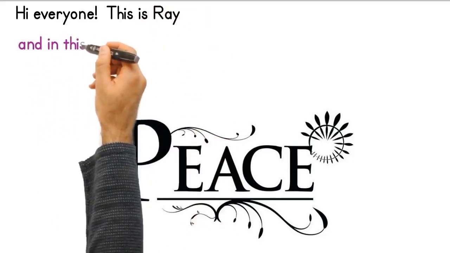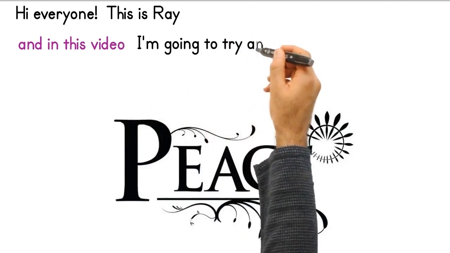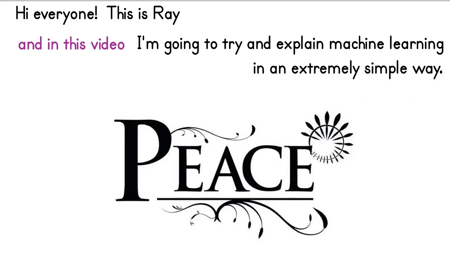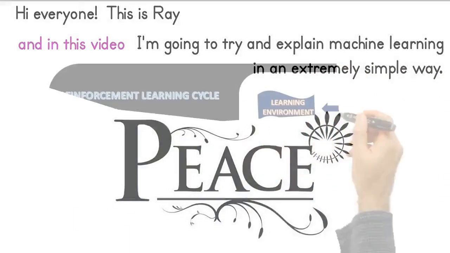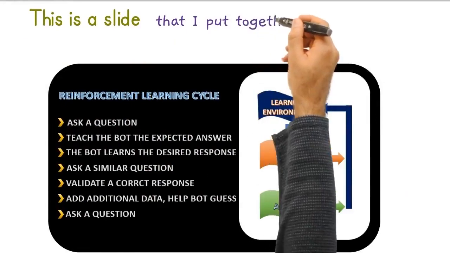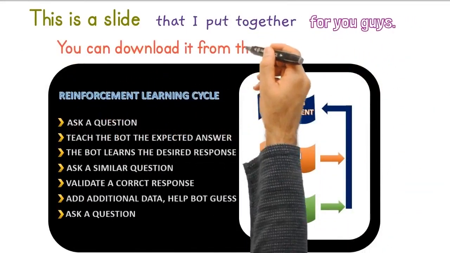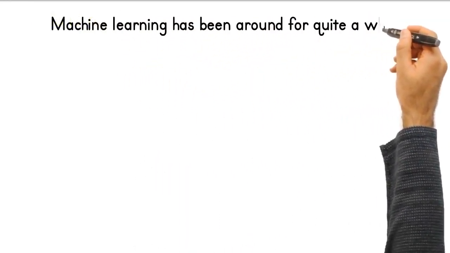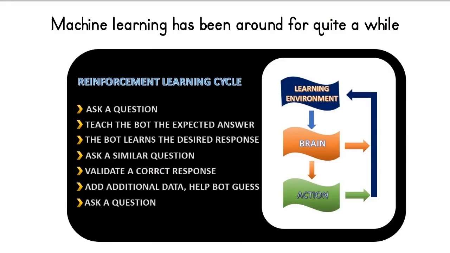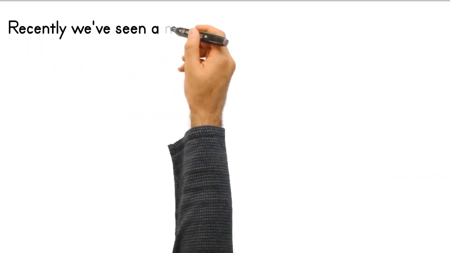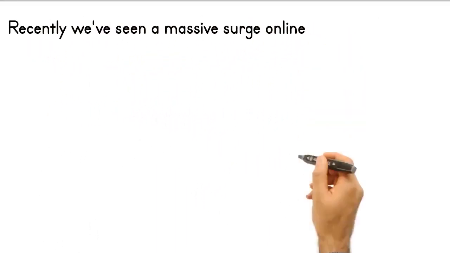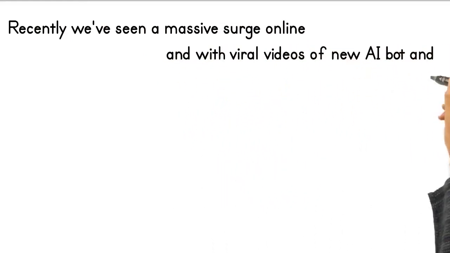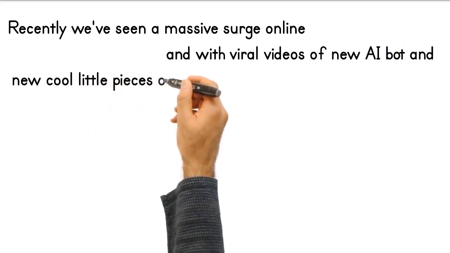And in this video, I'm going to try and explain machine learning in an extremely simple way. This is a slide that I put together for you guys. You can download it from the link below the post. Machine learning has been around for quite a while. Recently, we've seen a massive surge online with viral videos of new AI bots and new cool little pieces of kit that use machine learning.